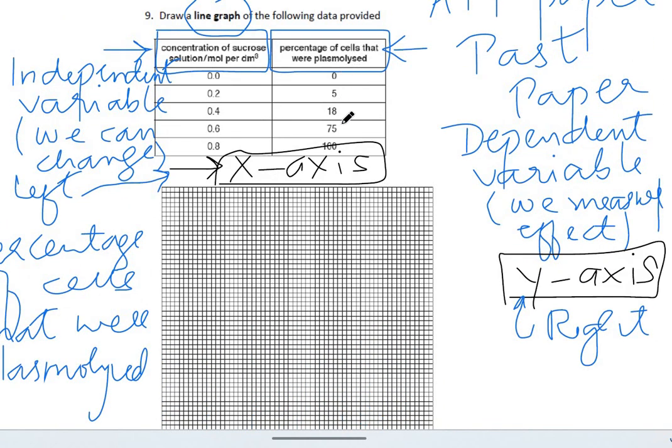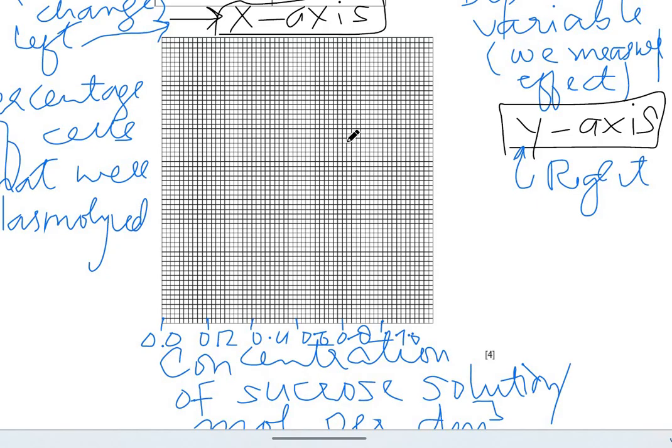So now let's take the percentage plasmolized. It is between 0 to 100. Here we take 0, and then 10 lines, 1, 2, 3, 4, 5, 6, 7, 8, 9, 10. Here we can take 20. And then 10 lines again. Here we can take 40.